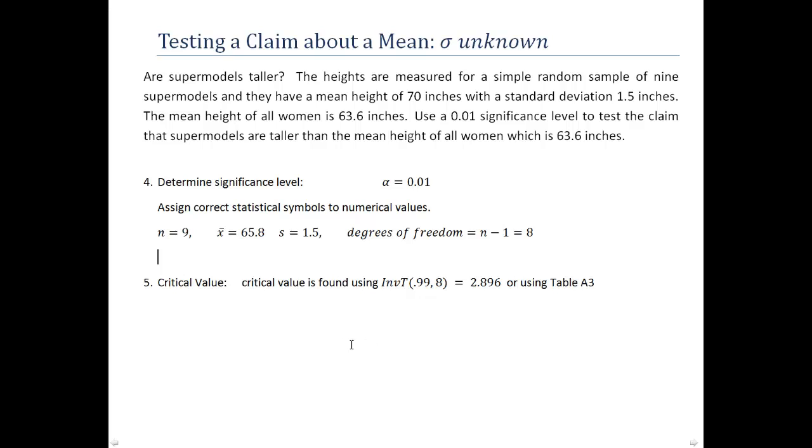Okay, in the next step, we'll need a critical value, in this case just a single value because it is a right tail test. I would get that by using inverse t, 0.99 and 8. 0.99 is the probability to the left of the critical value. Recall I'm doing a right tail test, so I'll have 0.01 probability to the right of the critical value, 0.99 probability to the left. And the second argument, 8, refers to the degrees of freedom. You should get 2.896 from your calculator. If you have a TI-83 and do not have the inverse t function, use table A3 and you'll get something really close to 2.896.